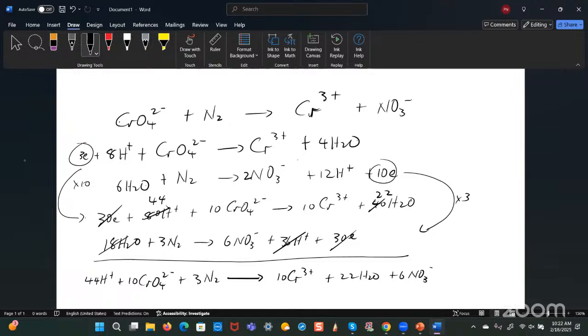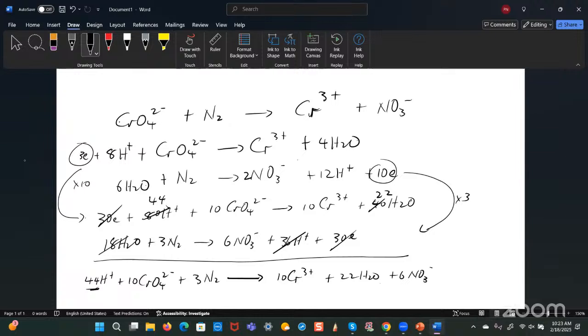So let's do that now. We have 44 hydrogens on this side. We have 22 times 2, 44 hydrogens on the right side, so that's balanced. We have 10 chromiums here, 10 chromiums here. As far as oxygens are concerned, we have 40, 4 times 10. And here we have 22 plus 6 times 3, 18. 22 and 18, that's 40. So the oxygens are balanced. Here we have 6 nitrogens, so the nitrogens are balanced.